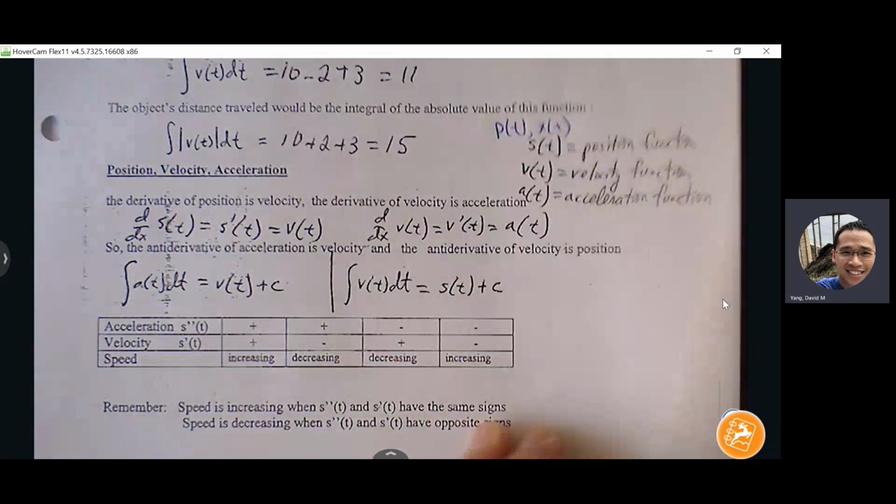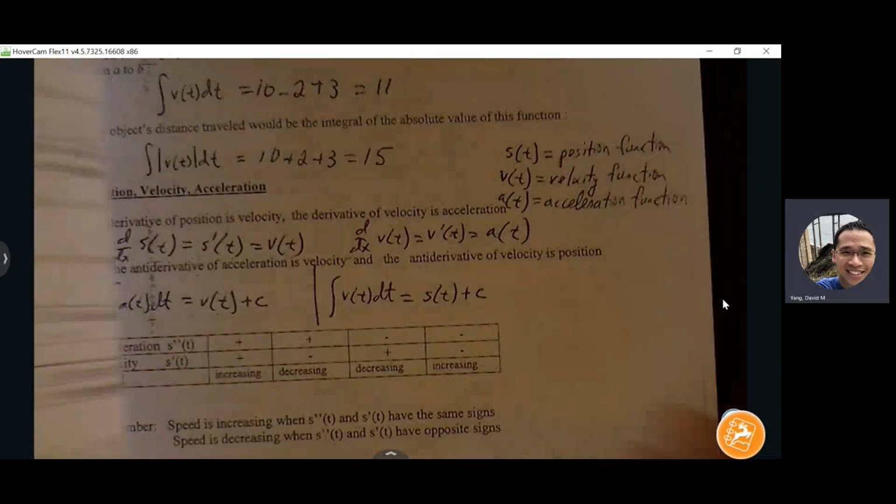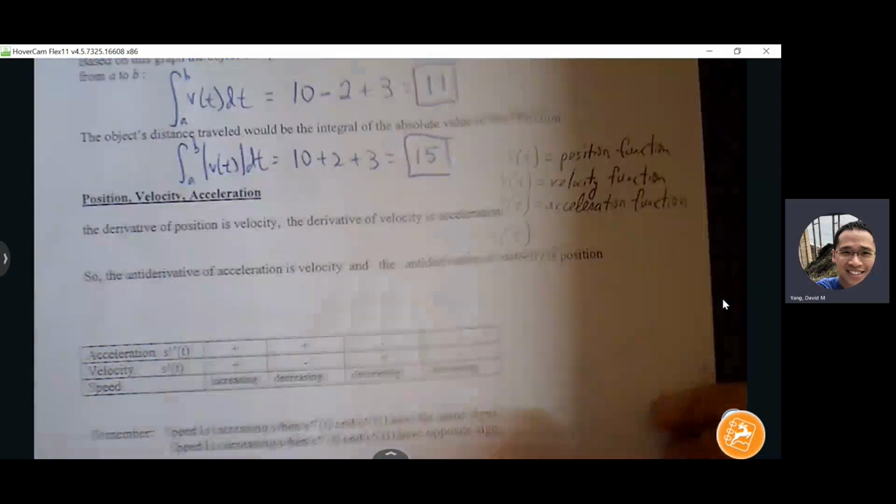Okay, let's go to the back page, page 2.